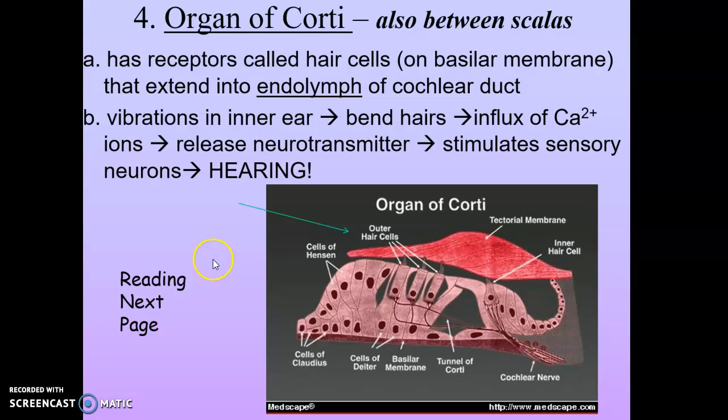Now here's yet another role of calcium in your body. So many different functions for calcium. But the vibrations in your inner ear bend hairs in the organ of Corti, which causes an influx of calcium ions, which releases a neurotransmitter, and that stimulates the sensory neuron.